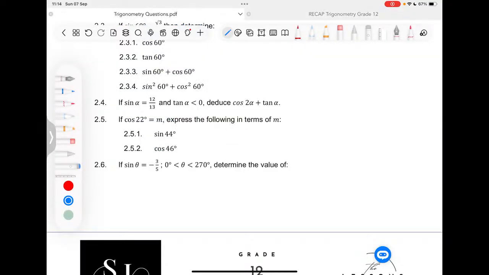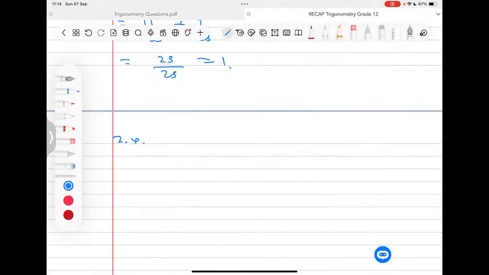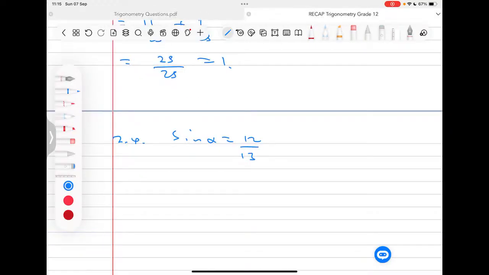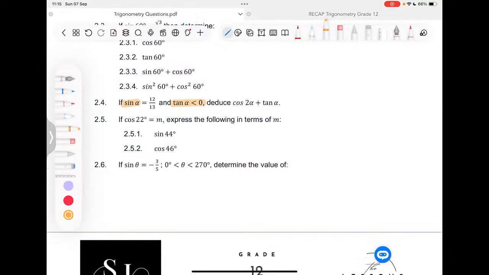2.4, we are given that sine alpha is equal to 12 over 13, right? So we have here sine of alpha being equal to 12 over 13. And we are told here that tan of alpha is negative. So here we are told that the tan of alpha is negative. So remember when we say numbers are less than 0, it means they are negative, right? And they then say to us, deduce cos 2 alpha plus tan alpha.